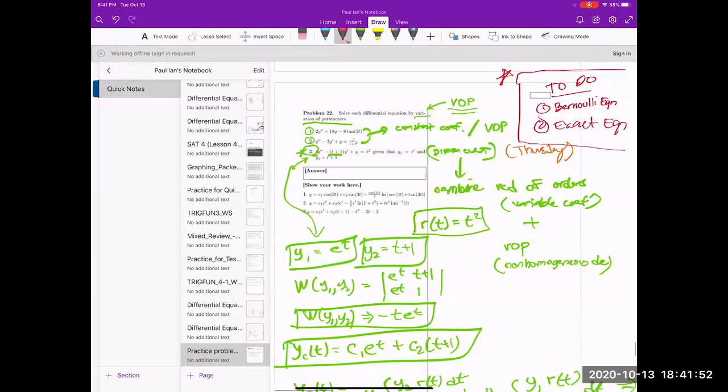Okay, so for this one, number 3 is actually the hardest one for this problem 22. But they actually give you a shortcut. They give you the solutions already, which is easy. But if they didn't give that to you, then life would suck.